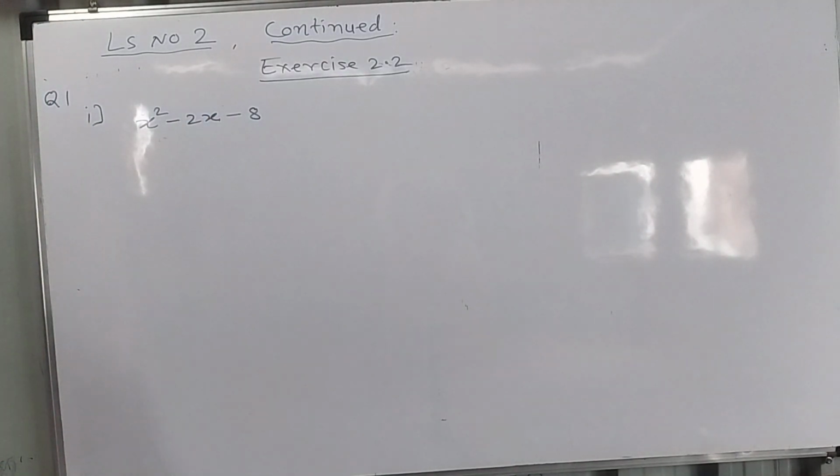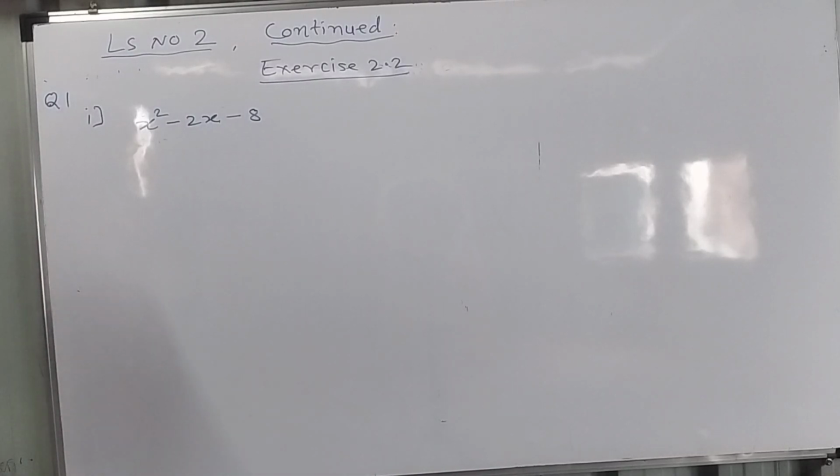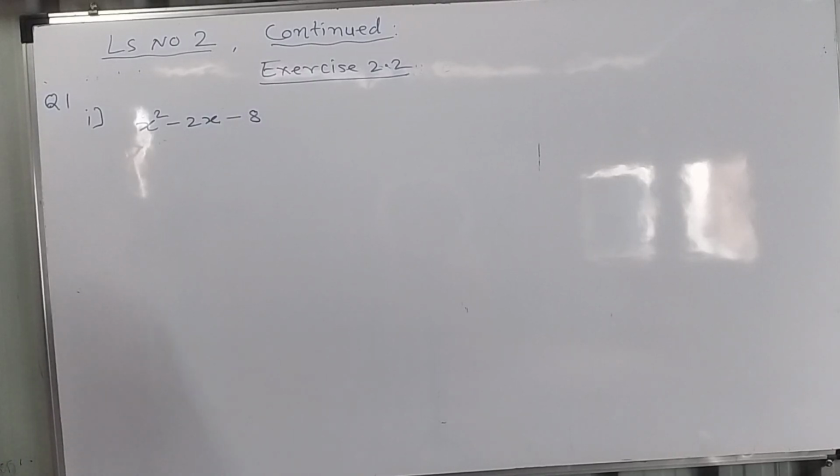See, this is a quadratic polynomial which is a trinomial also. In such cases, we can find out the zeros by splitting the middle term.